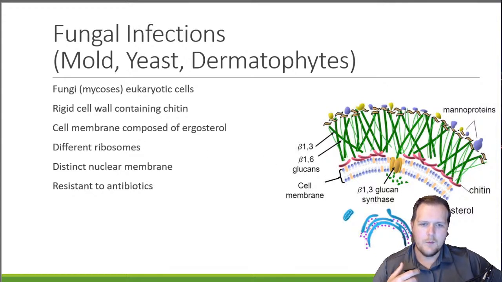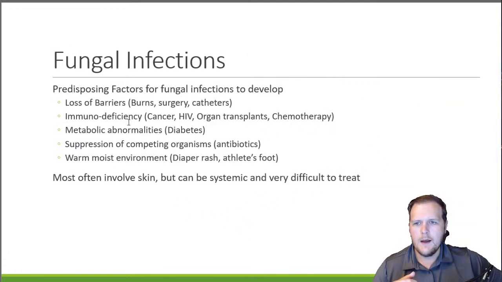We're going to see that one of the big targets is going to be something called ergosterol, which is an important component of the cell membrane here. We can also see that the cell wall is really rigid because of this chitin structure here. It's kind of like armor almost for the fungal cell. Along with things like different ribosomes, we need totally different drugs than what we would use for bacteria to treat these fungal infections. So, what type of patients get fungal infections?